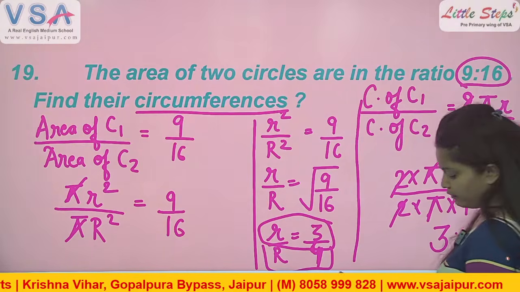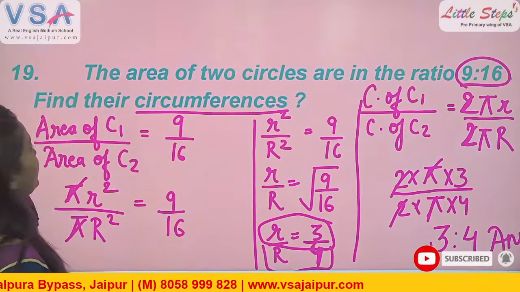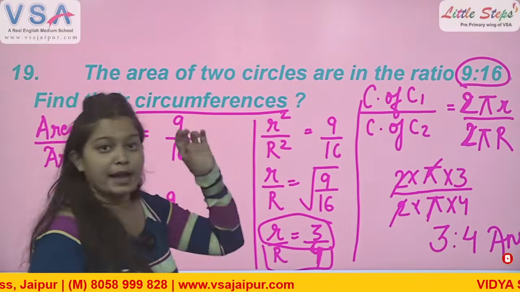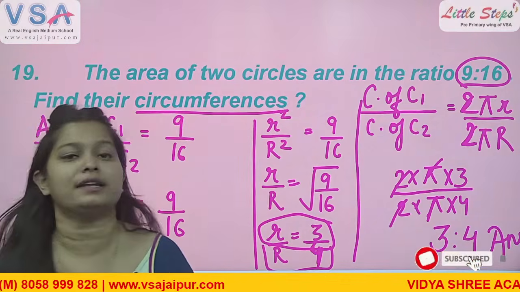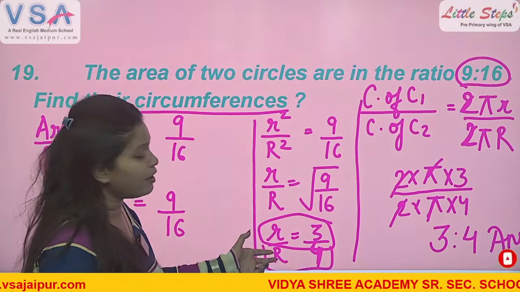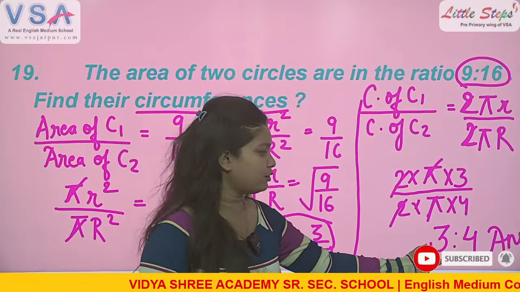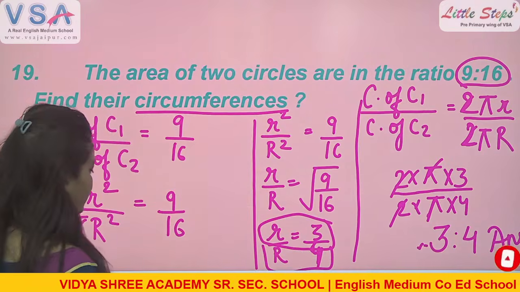So this is a very tricky question. Otherwise, nothing in it is tough. What you have to do? First of all, you have to apply area of circle for both the circles all together, and then you have to find out the radius 3/4, and then you have to put the radius in the formula of circumference of both the circles. Then you will get to know the answer 3:4.